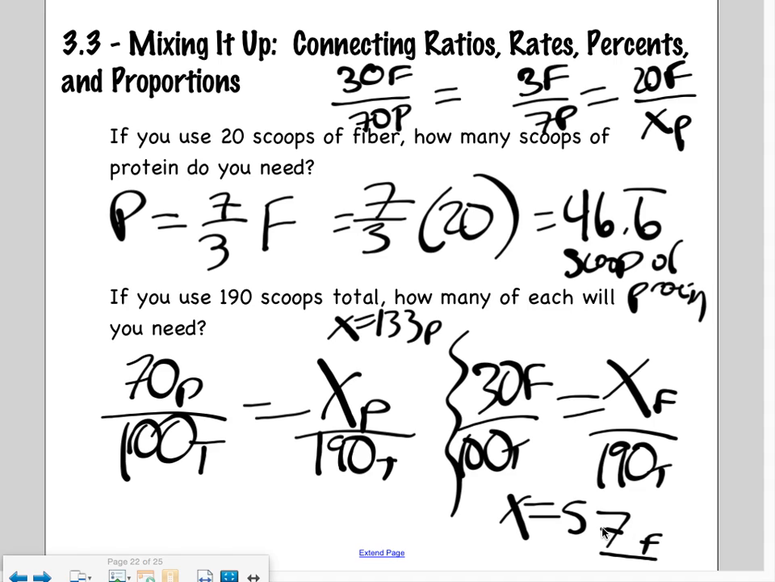So make sure you set it up with what they want. So here they want total. If you're given percentages, you can figure out the total from 100. So if you have 100 scoops, 70% is 70, 30% is 30.